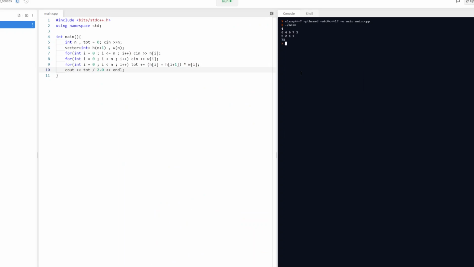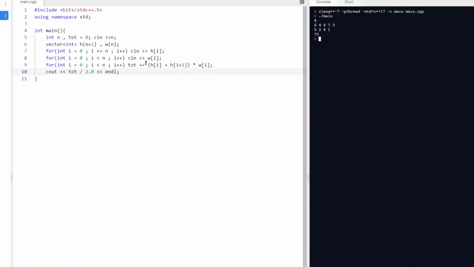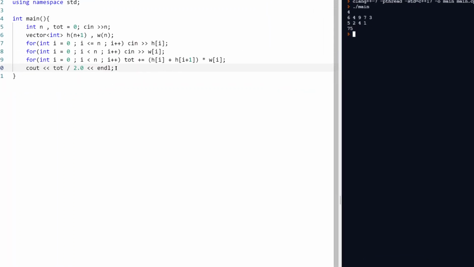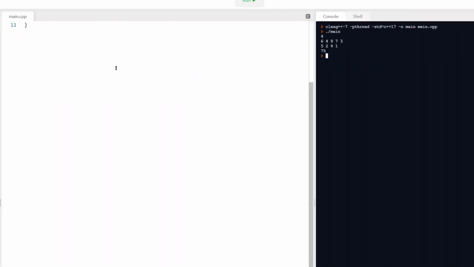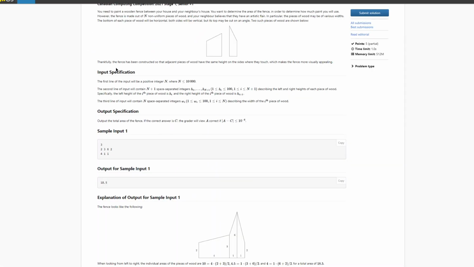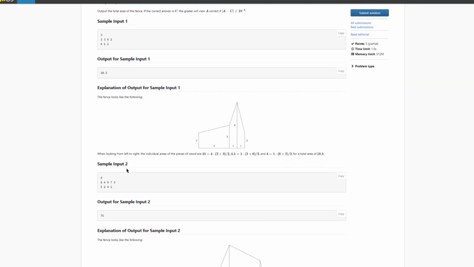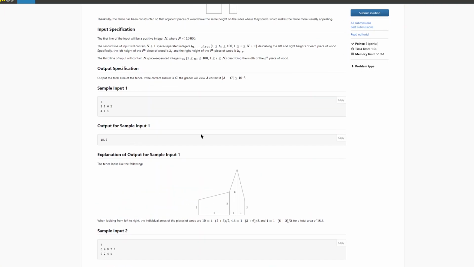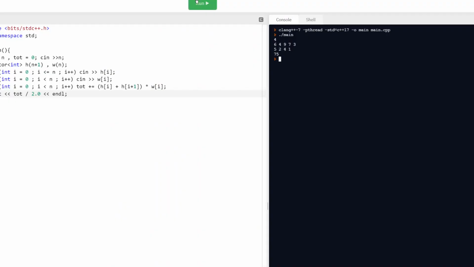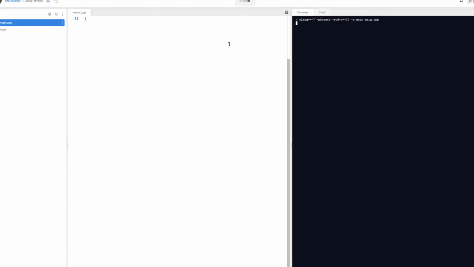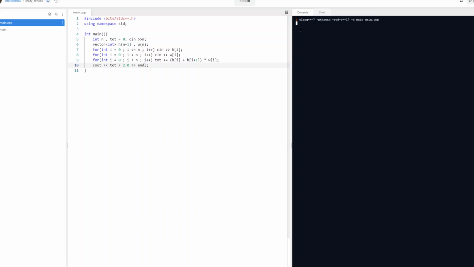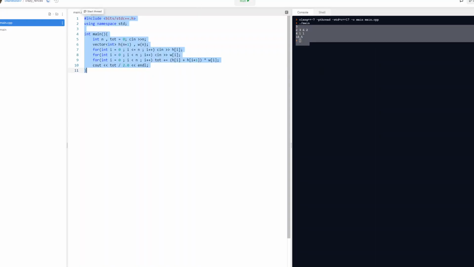Paste. Oops. I think the answer is 75. Oh, wait. Oh yeah, we calculated the second sample. So let's do the first sample as well. So the second sample gave us the right output. So let's try to run this first sample. And as you can see, it outputs the right answer. So let's put our code into the grader.